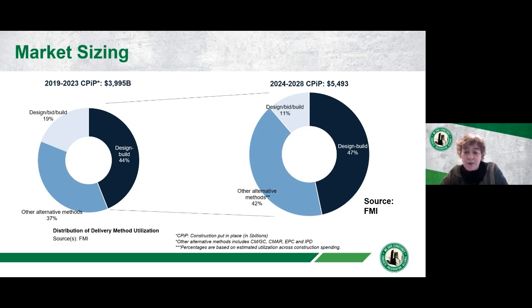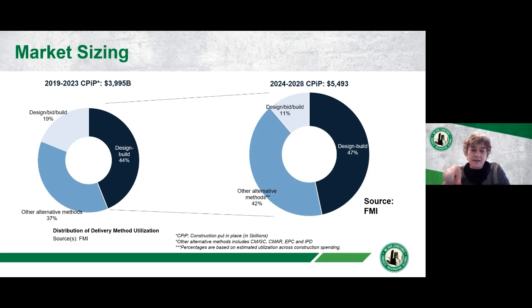DBIA, Design Build Institute of America, worked in collaboration with FMI to do some really excellent research studies. And the slide shown here is one slide of some of the research that was most recently released as part of this FMI report. This deals with the construction dollars put in place, and it shows you the cross-section of that construction across different project delivery approaches.